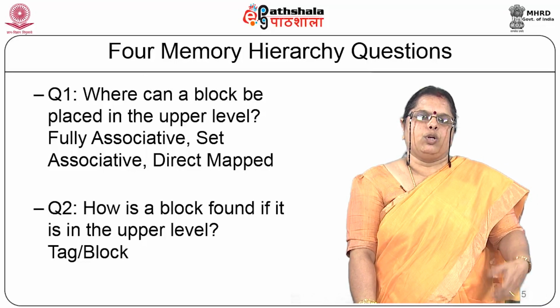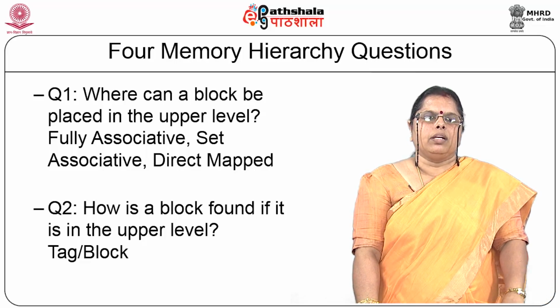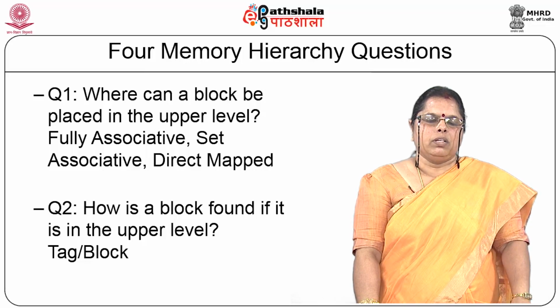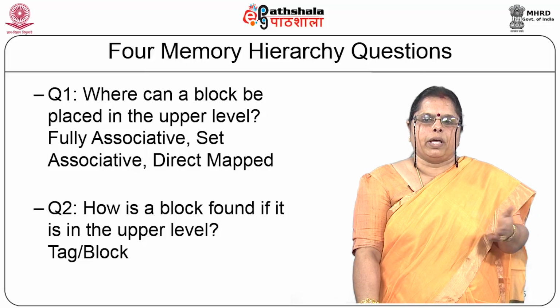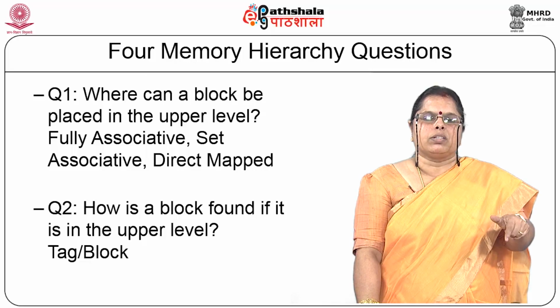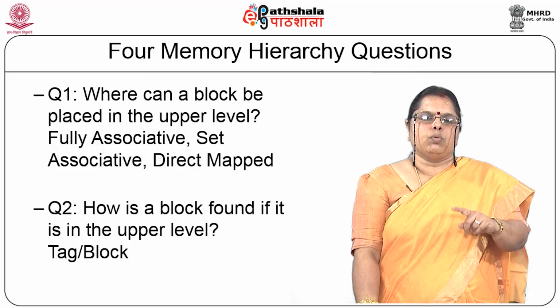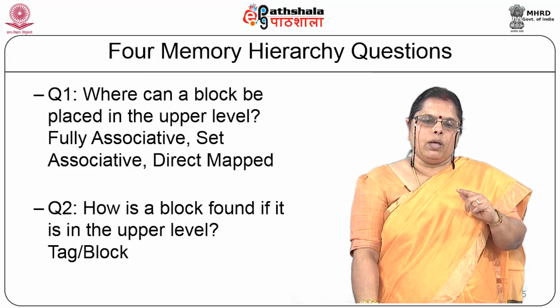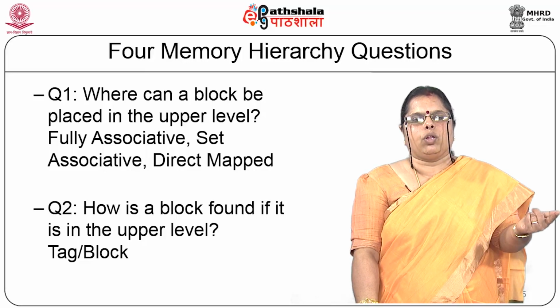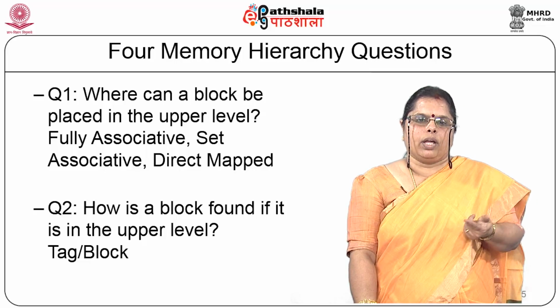needed to be answered. Where can a block be placed in the upper level? We looked at 3 different possibilities in the case of our cache memories. It can either be a fully associative mapping where you have the total freedom of placing it wherever you want, a set associative mapping where you identify a particular set and within the set place it wherever you want, and the third one of course is the most stringent of mapping policies, direct mapping, where you can only place a particular block in a particular location in cache. So, which one of these are you going to follow when you are looking at main memory?